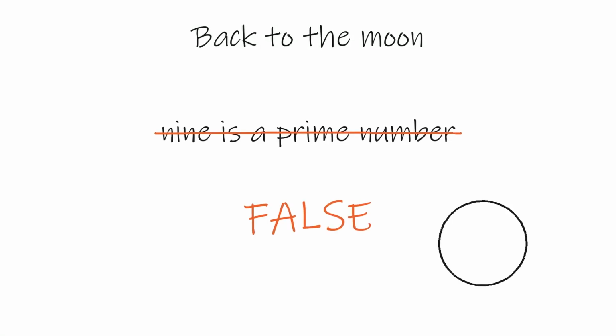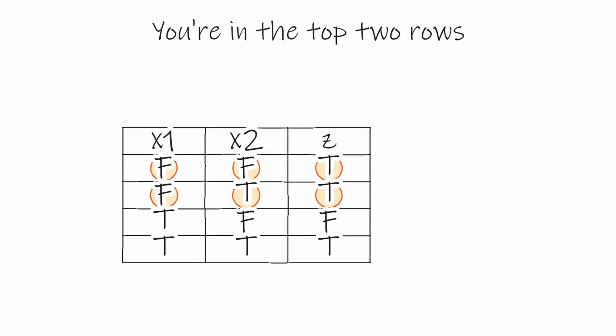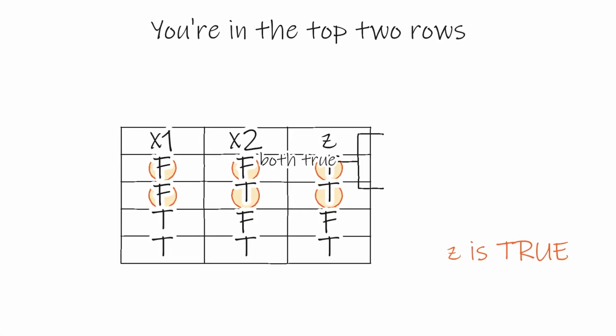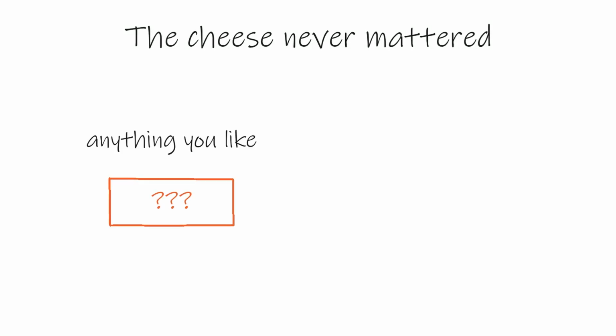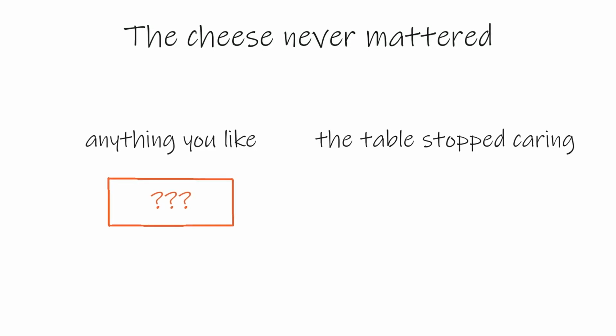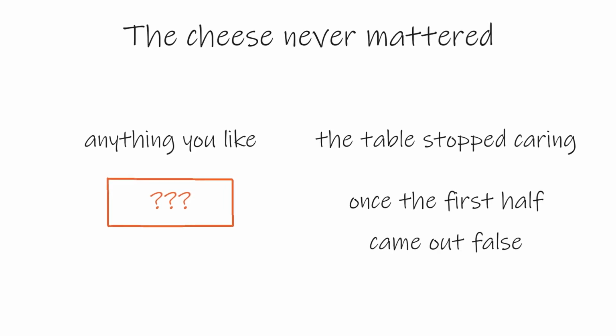Now back to the moon. 9 is a prime number, false. So you're in one of the top 2 rows, and in both, z is true. The cheese never mattered. Put anything you like there, the table stopped caring once the first half came out false.